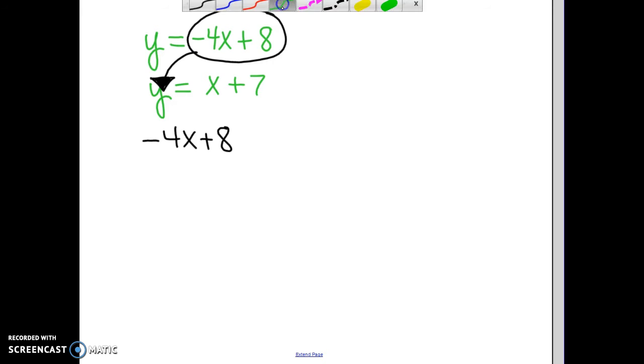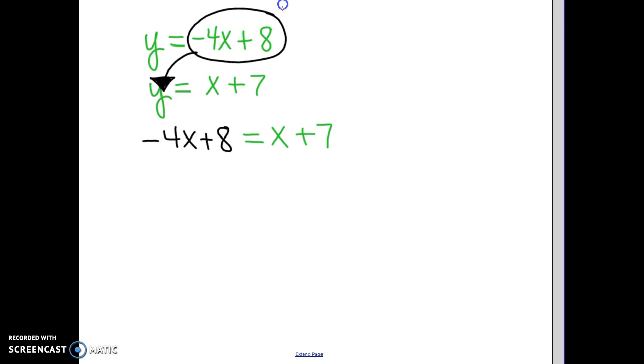Equals x plus 7. So I have one side of the equation from the first equation and one side of the equation from the second equation. And I've set the two expressions equal to each other so that I can now solve for x. Notice that when I replaced the y with negative 4x plus 8, I was able to write an equation that only has an x in it. I no longer have a y in my equation.